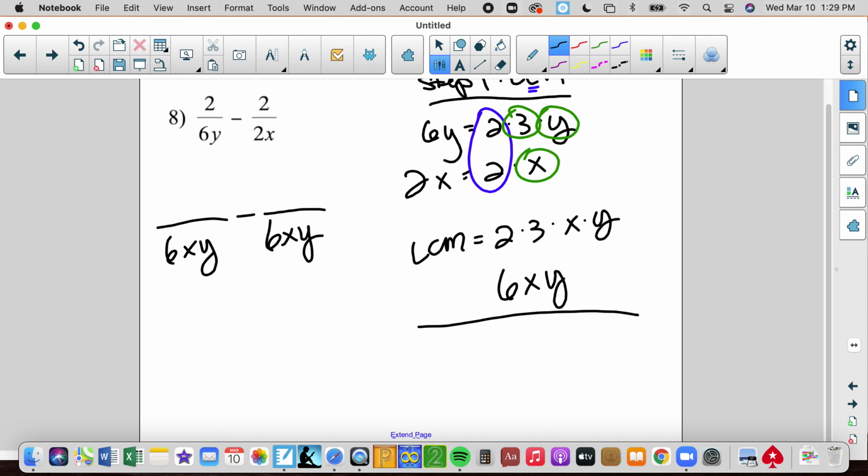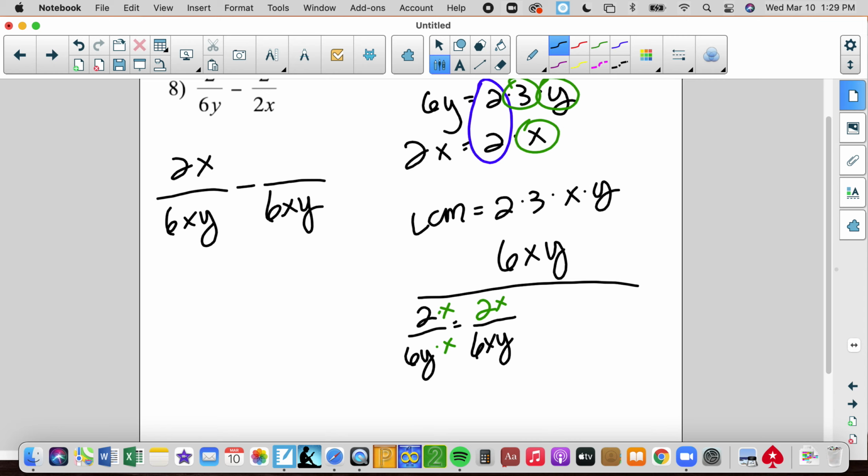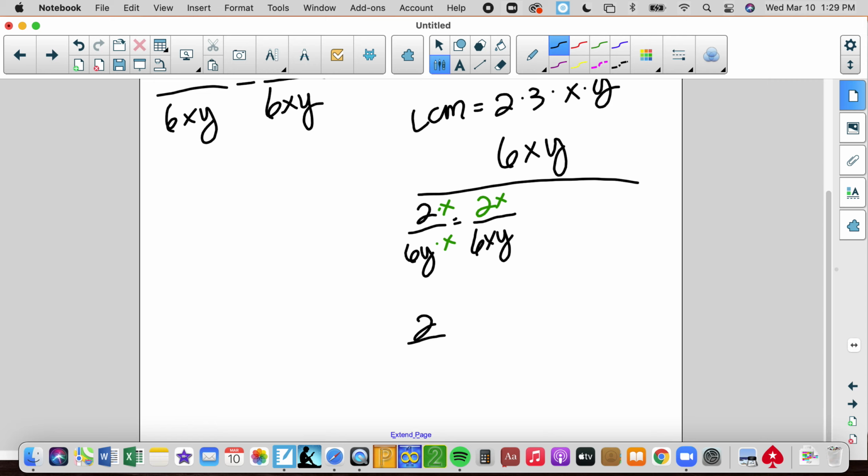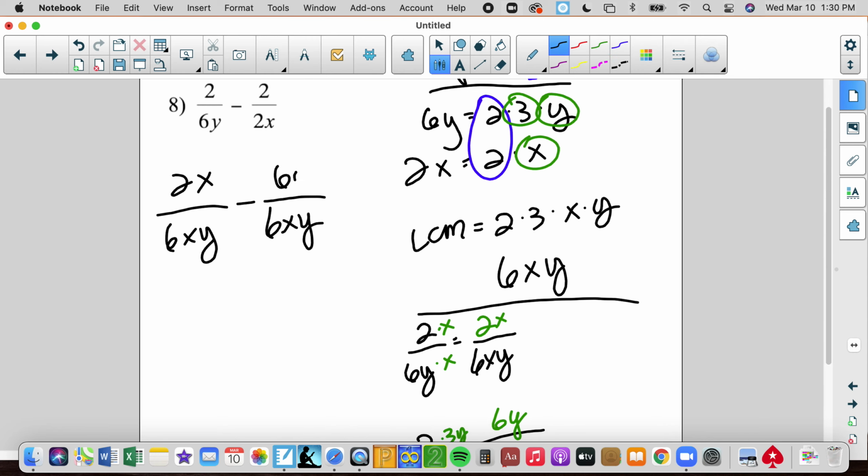Now I have to find equivalencies. So 2 over 6y equals what over 6xy? What am I missing from 6y to be 6xy? I need an x. So I get 2x. Now my other fraction is 2 over 2x to give me 6xy. What do I have to multiply 2x by to get 6xy? I have to multiply by 3y. 2 times 3y is 6y, so the equivalency would be 6y.